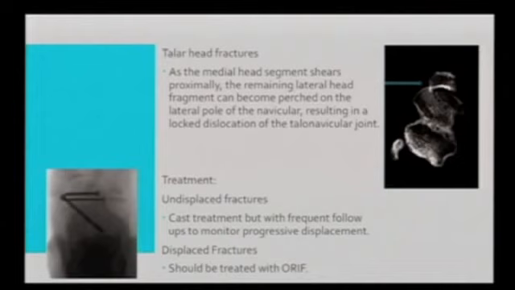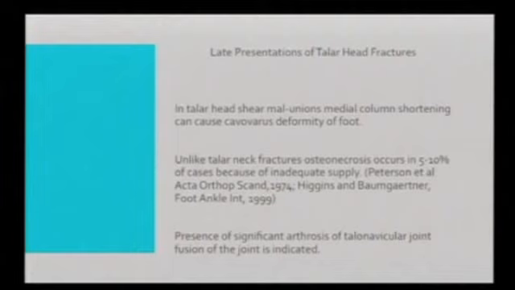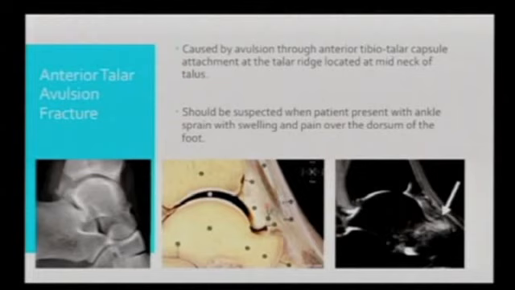An undisplaced fracture usually can be treated conservatively, but you have to keep assessing with serial x-rays to make sure there is not any progressive displacement. If there is any displacement, then it has to be treated with ORIF and screws. In this, osteonecrosis is quite common due to the inadequate blood supply, and in case any arthrosis happens when it presents late, you have to fuse the talonavicular joint. Anterior talar avulsion fracture is caused by avulsion through the anterior tibiotalar capsule attachment to the talar ridge located at the mid-neck of the talus. It should be suspected when a patient presents with an ankle sprain with pain over the dorsum of the foot.